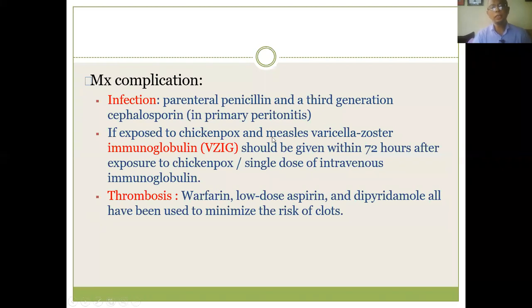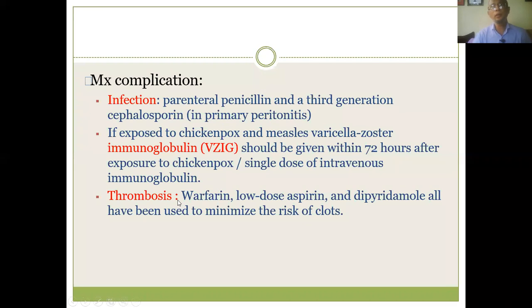If exposed to chickenpox and measles, varicella zoster immunoglobulin should be given within 72 hours after exposure to chickenpox. A single dose of intravenous immunoglobulin can be given. If the patient is exposed to say measles or chickenpox, then you can give this.